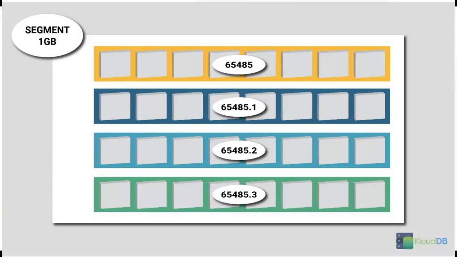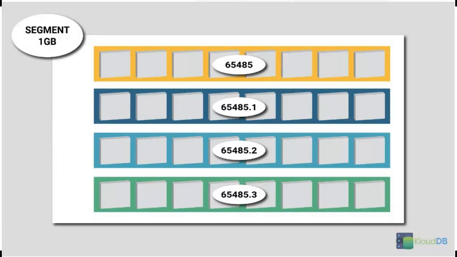This diagram is an example of a rel file node. As you can see, we are looking at file 65485. Within this, we have 65485.1, .2, and .3, like so. As you can see, by default, it's 1 gigabyte. However, each time we go over 1 gigabyte, an additional file is created.